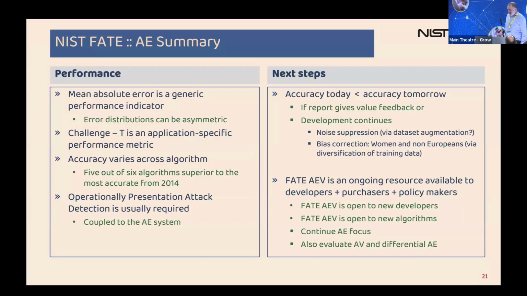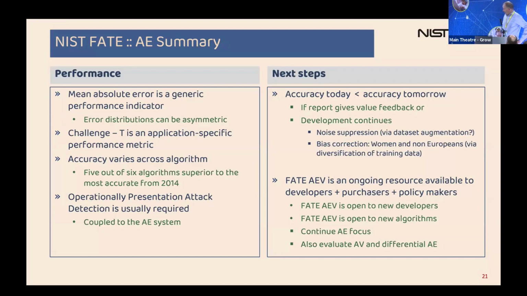So the next steps are to keep going and to anticipate that accuracy today will be less than accuracy tomorrow, that things will improve. What we intend for the report, and future revisions of the reports, is to put quantitative feedback in the hands of developers so that they can improve, particularly on demographics, but in other areas also. Development continues. I would say that noise suppression would be a valuable thing to look at, maybe via data set augmentation, which is something the recognition community has looked at. And then bias correction. The topic of bias always comes up in AI.